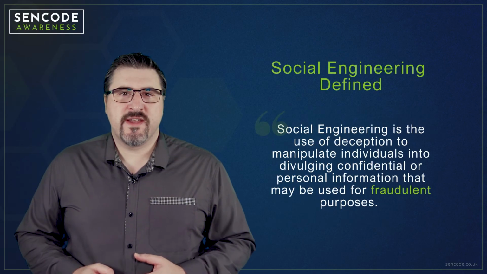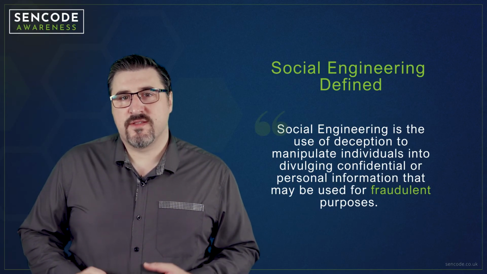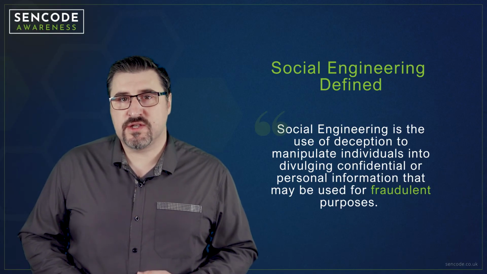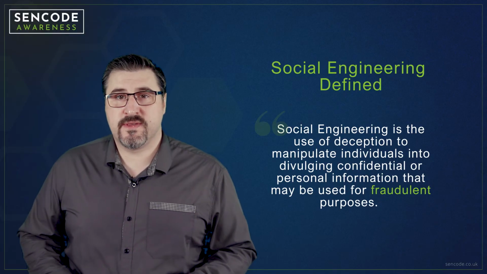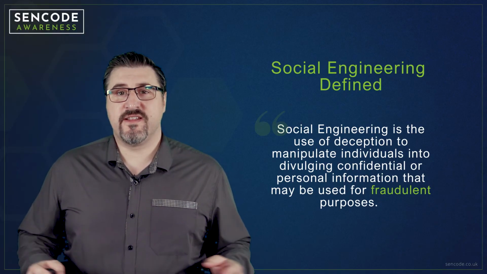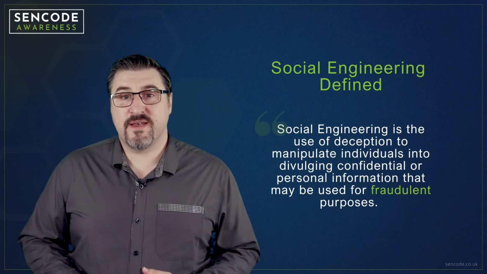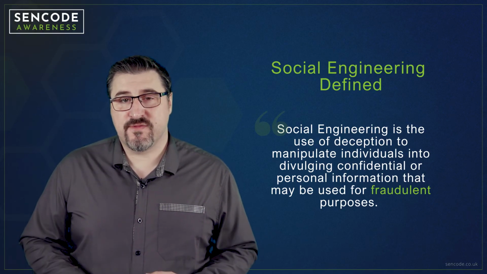Social engineering is the use of deception to manipulate individuals into divulging confidential or personal information that may be used for fraudulent purposes. Ask any security professional and they'll tell you that the weakest link in the security chain is the person who accepts a person or scenario at face value.